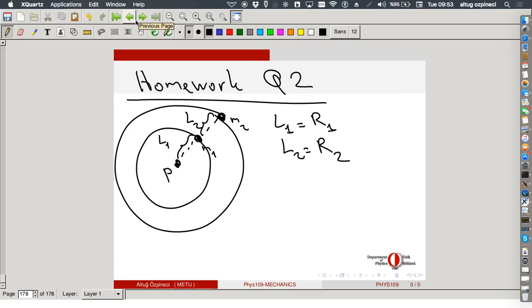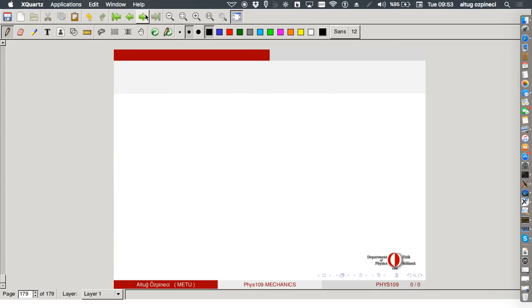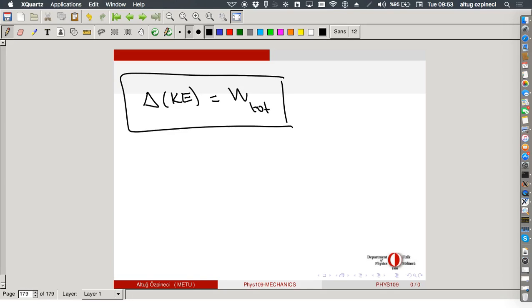Okay, now let's go back to our forces and this relationship. This is always true. Whichever kind of forces you have acting on the object, if you can calculate all the forces acting and calculate the total work done on the object, the change in the kinetic energy will always be equal to the total work done on the object.